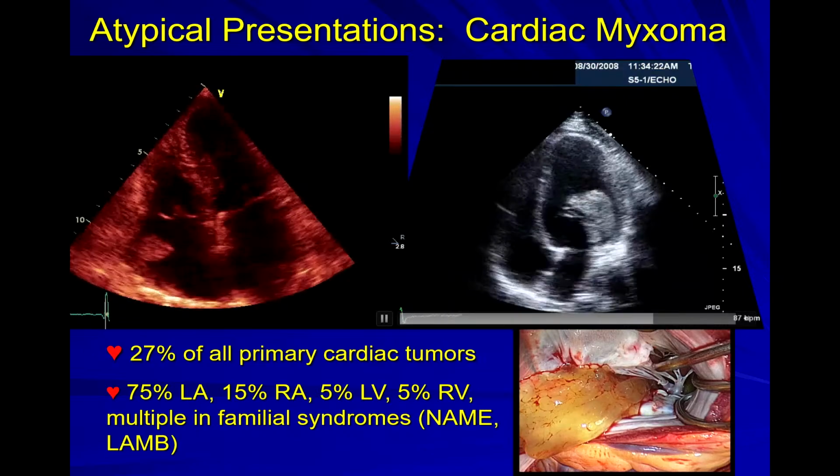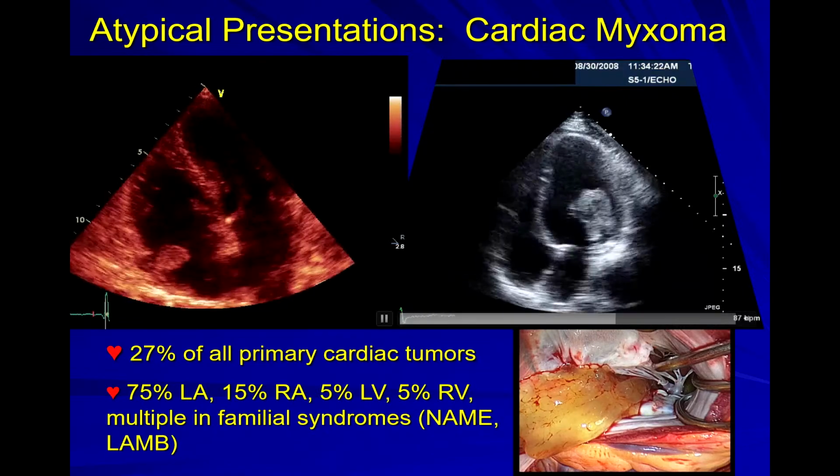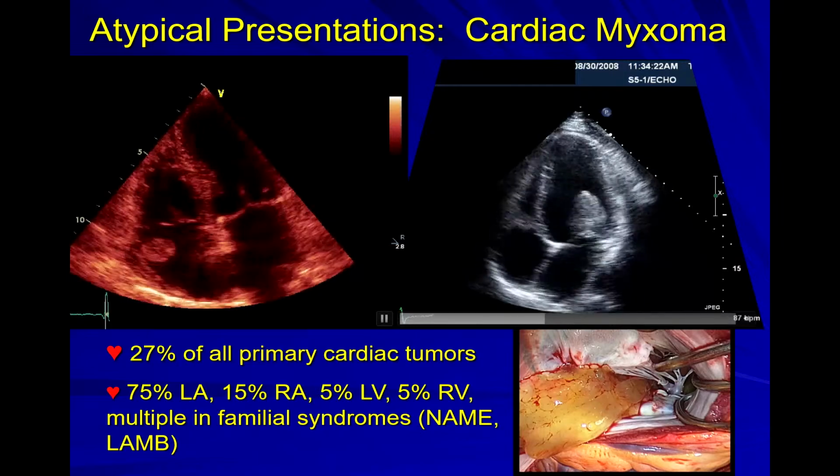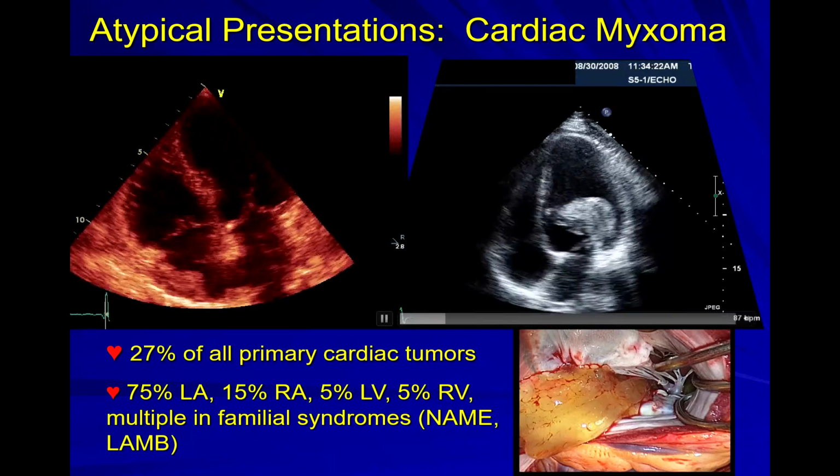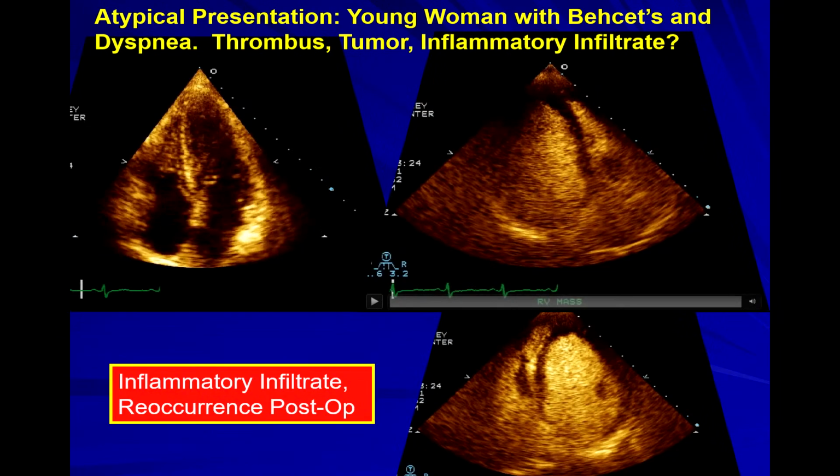These tumors can also be multiple if you have these genetic or familial syndromes like NAME and LAMB. So you can see these all over, in any chamber really, but most commonly the left atrium.